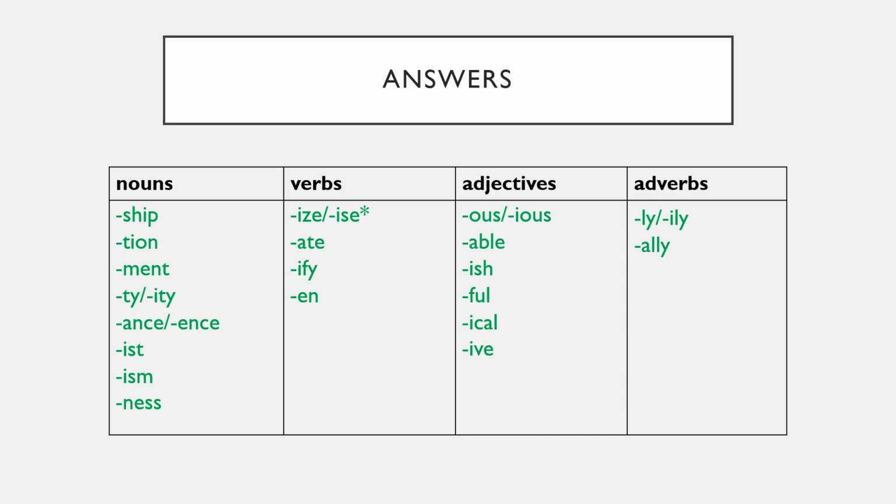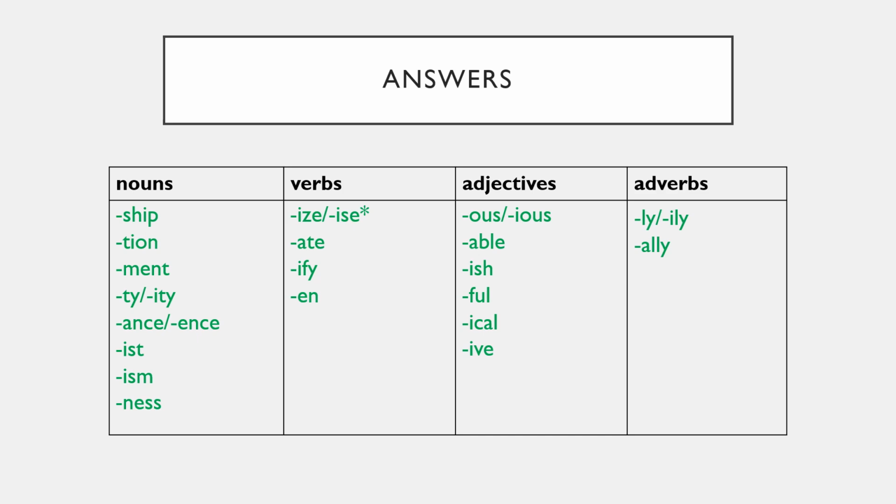Now let's look at the suffixes that usually denote a verb. Ize, for example, materialize. Ate, for example, speculate. Ify, for example, identify. And en, for example, heighten.